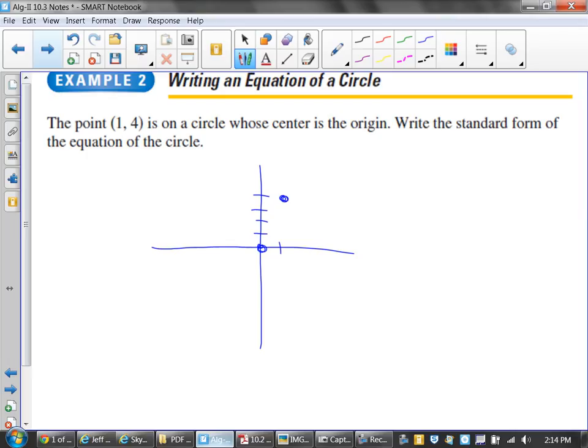Isn't the generic form of the circle, since there's no shift, x squared plus y squared is r squared? What's x and y? 1, 4. What's 1 squared? 1. What's 4 squared? 16. What's 1 plus 16? 17. Okay, so 17 is r squared. Do I need to take the square root of that for the generic form of the equation?